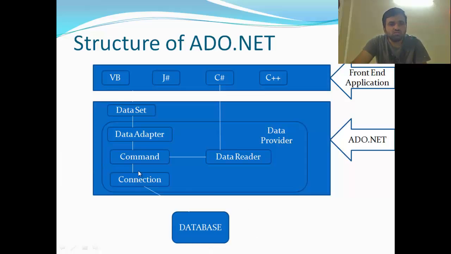Again, to repeat: connection is used to establish a connection between the front-end application and the database. The second class, command, is used after establishing a connection, when we need to execute SQL statements like insert, update, delete, select. The third class is data reader, which is used for fetching data from the database to our application.